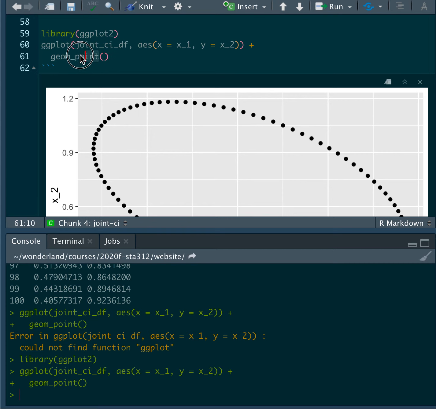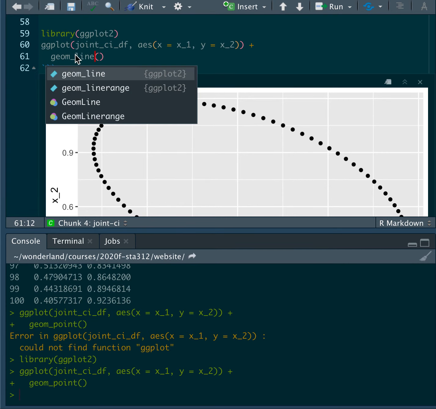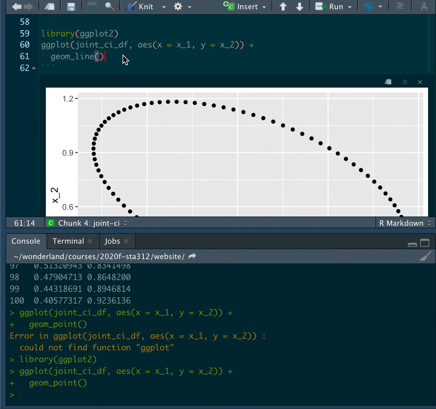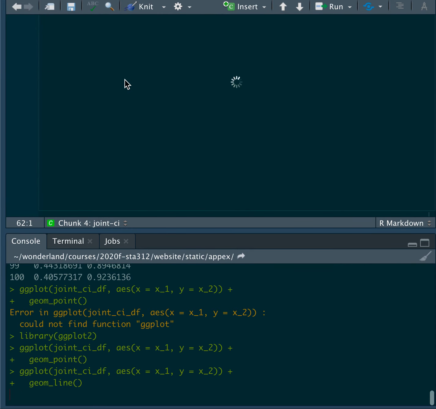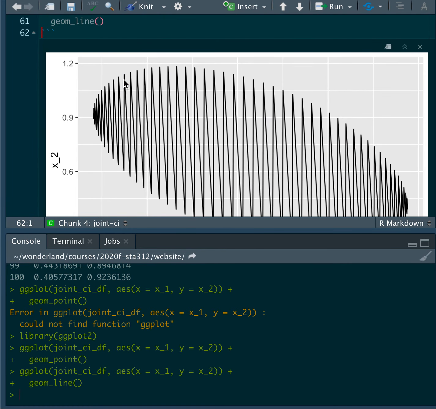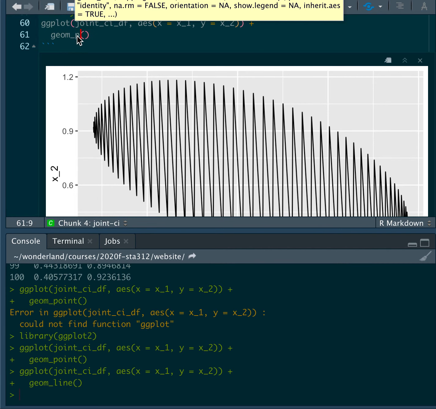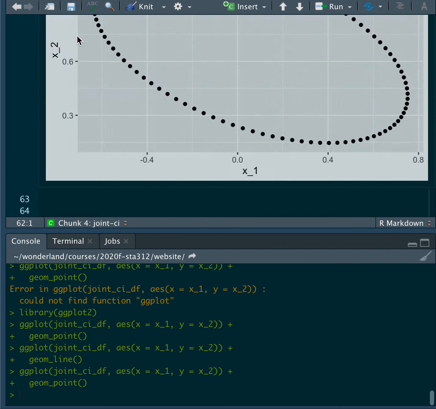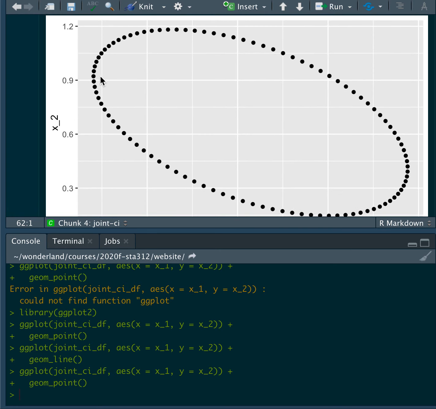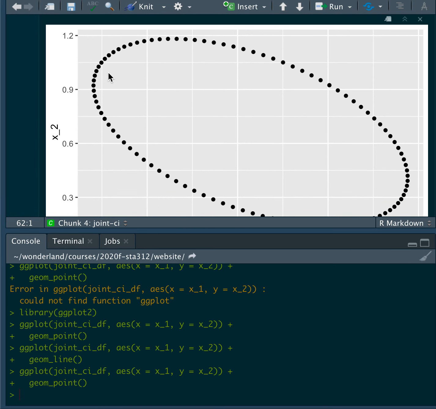And actually, instead of using geom_point, I could swap this out for geom_line. And oh, that looks crazy. That wasn't exactly what I wanted to do. I wanted to connect the dots. So we're going to go back to geom_point, because otherwise we have to sort this so that it does it in the right order. So let's go back to geom_point. Okay, so let's put the points.